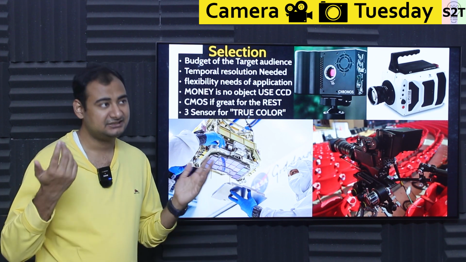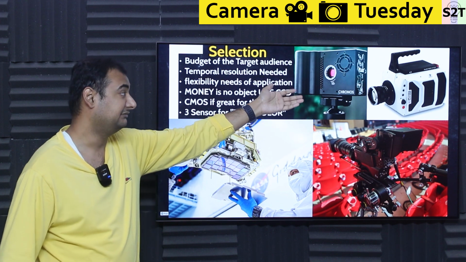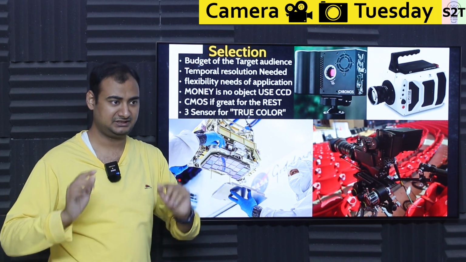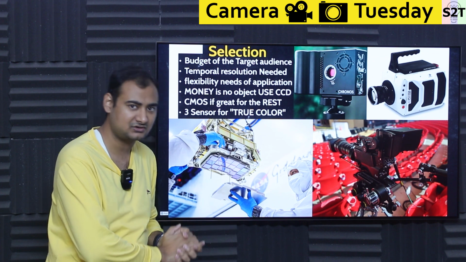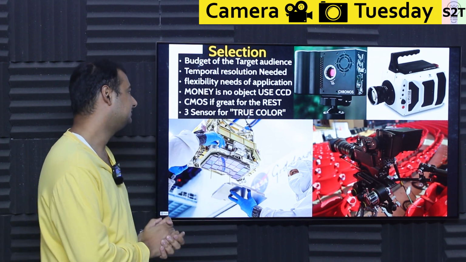If temporal resolution is needed, then you are forced to choose CMOS, because if you are building a Phantom or Chronos, CMOS is the only way. It allows you to convert spatial resolution into temporal resolution if you want to. For a high-speed camera, that is compulsory, so they stick with that.